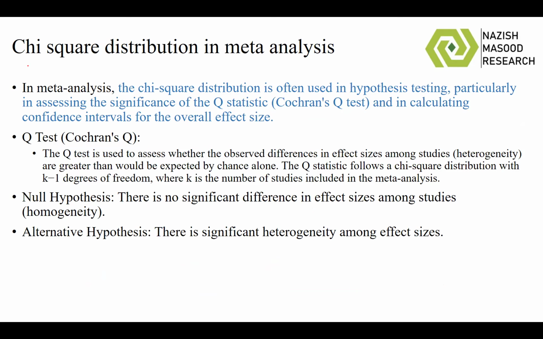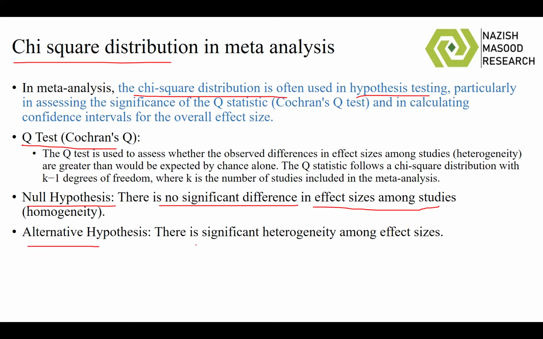I've already discussed the chi-square distribution. The chi-square distribution is often used in hypothesis testing. And when we apply it in the case of Cochran's Q, the Q test, let me stand corrected from what I said initially. The null hypothesis says that there is no difference in the effect sizes among the studies. Hence, it means that there is homogeneity.